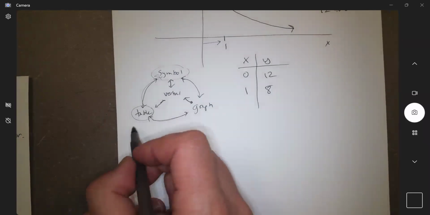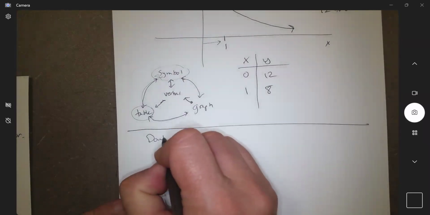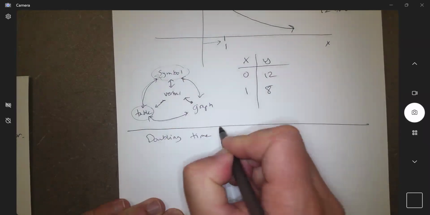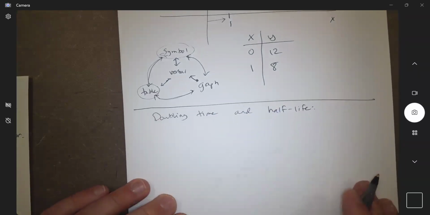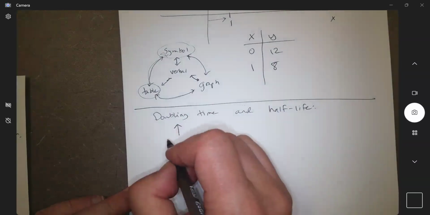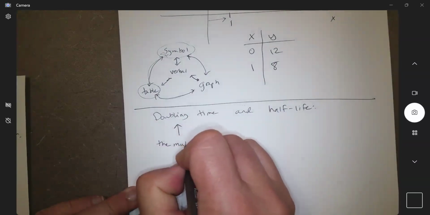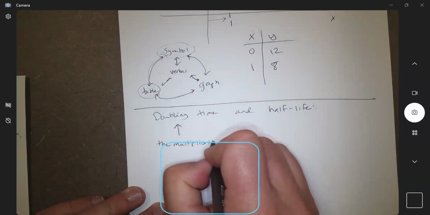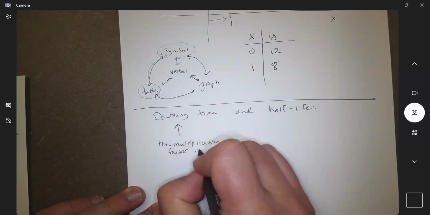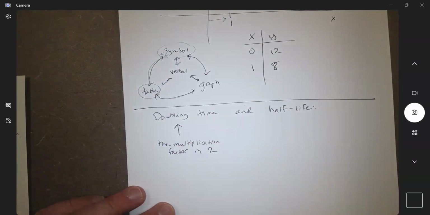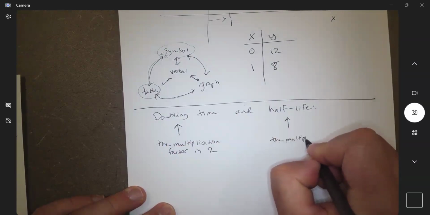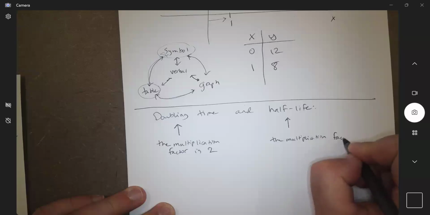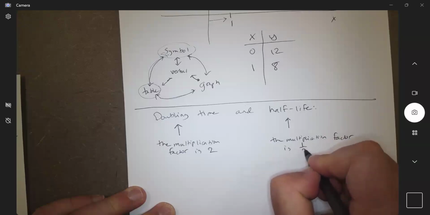Last thing, doubling time and half-life. All I'm going to say, and there are videos that go into depth on this, is doubling time means the multiplication factor is 2, and half-life means the multiplication factor is 1/2.